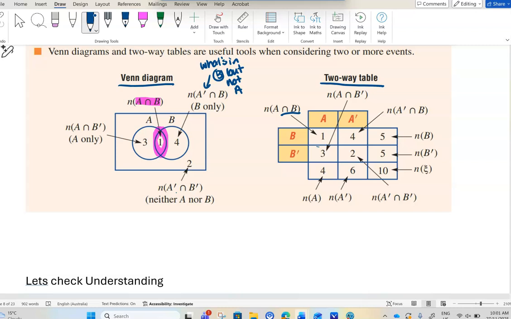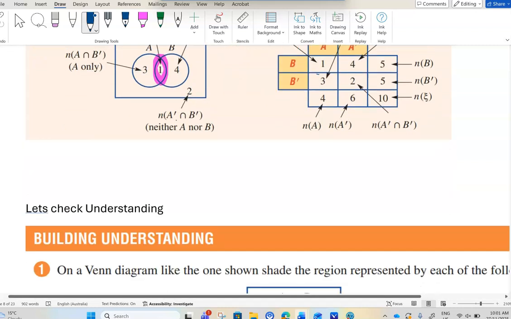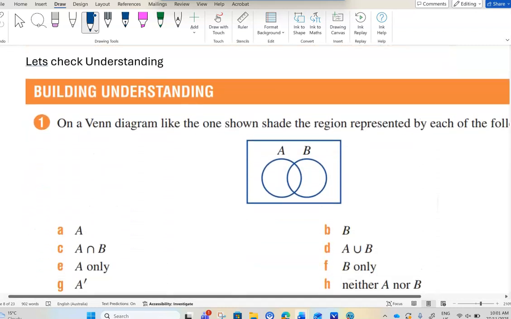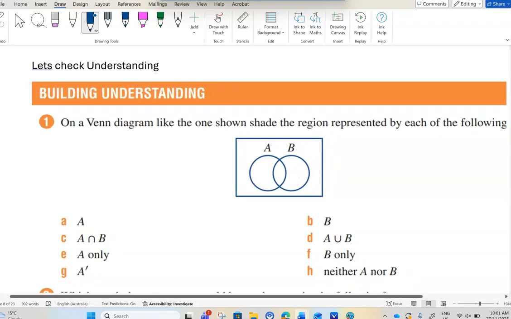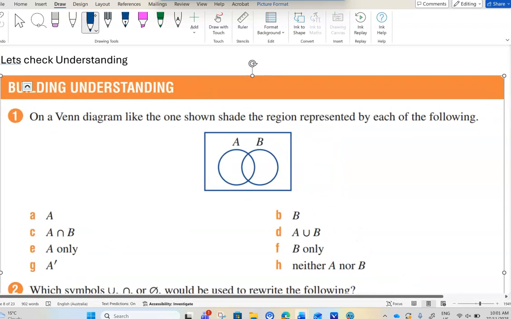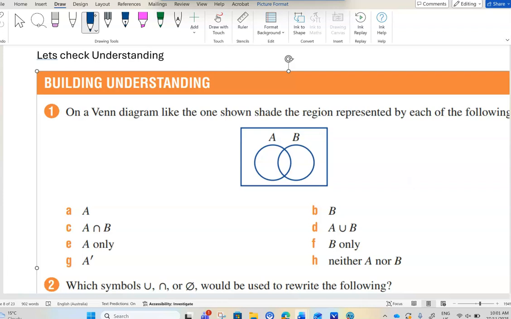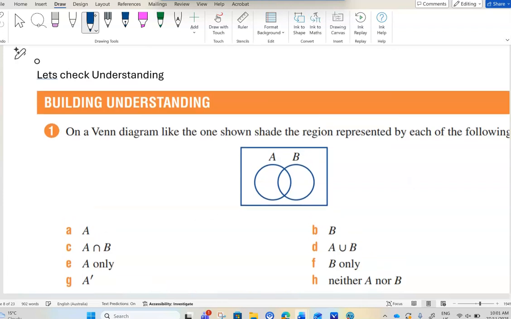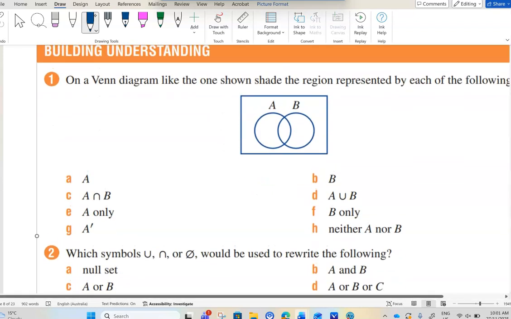I reckon once we do a few examples, we're going to see this. So let's just get into it, and then we'll see how we go. But they're always there for help. All right. It says, on the Venn diagram, like the one shown, shade the region that's represented by the following.